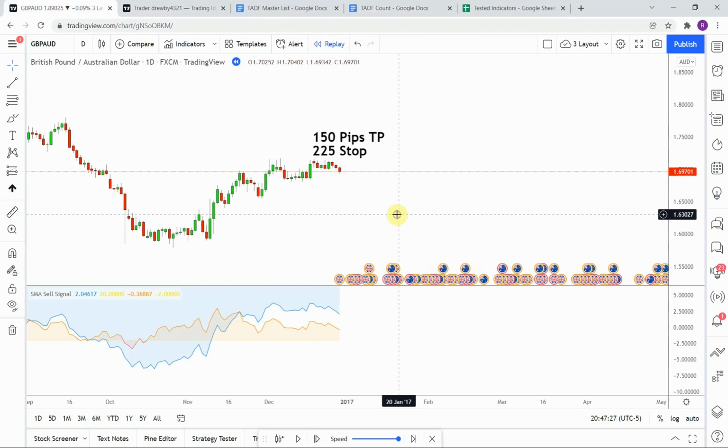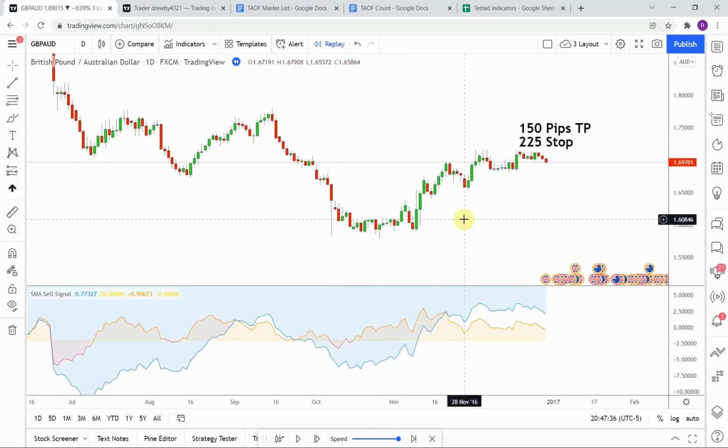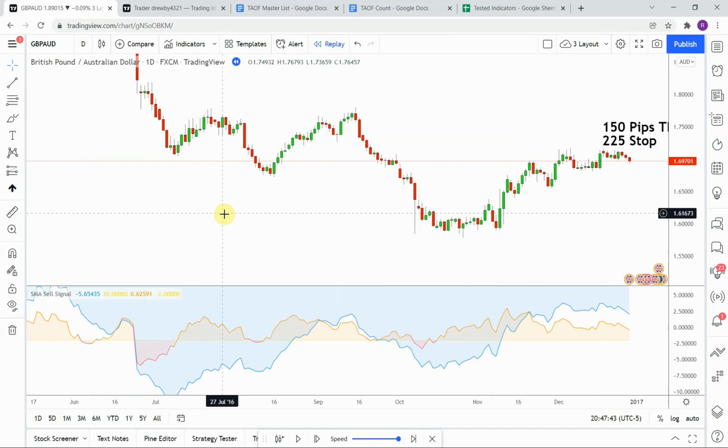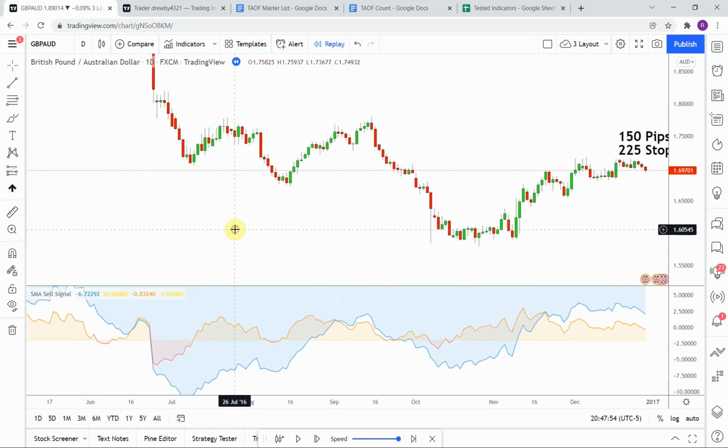Alright, so today's indicator is the SMA sell signal indicator, and you can see it here on the bottom of the screen. As the name implies, this is only going to give us sell signals. It's not going to give us any buy signals. I'm sure if we wanted to, we could adapt this to giving us a buy signal as well as a sell signal, but we're going to test it the way it was originally made to be used.